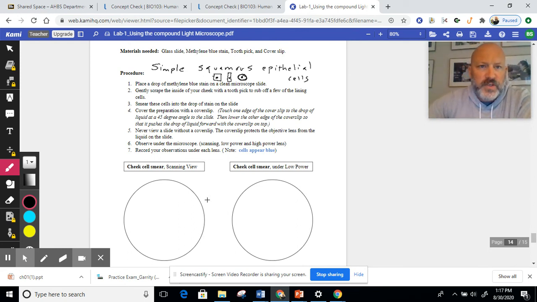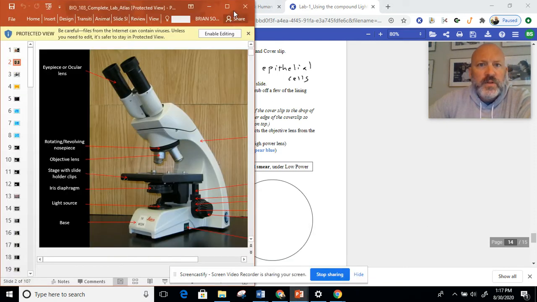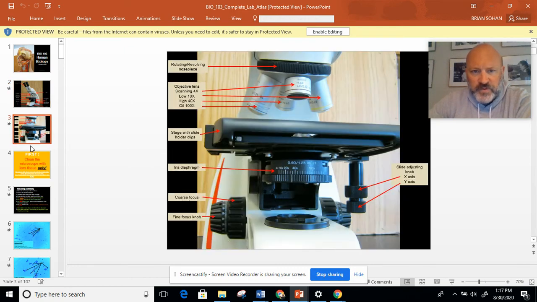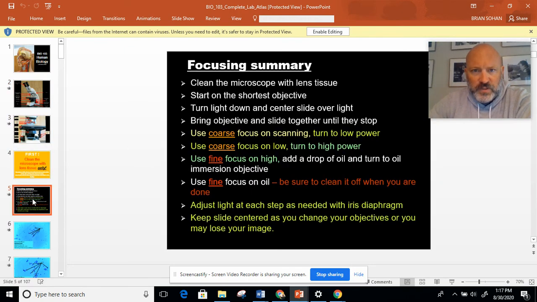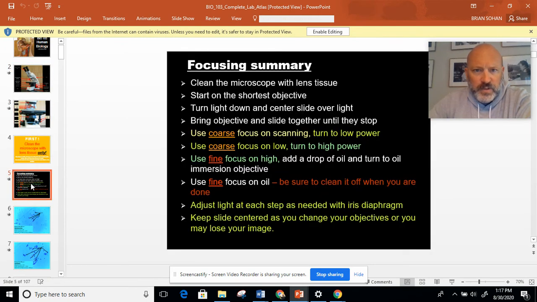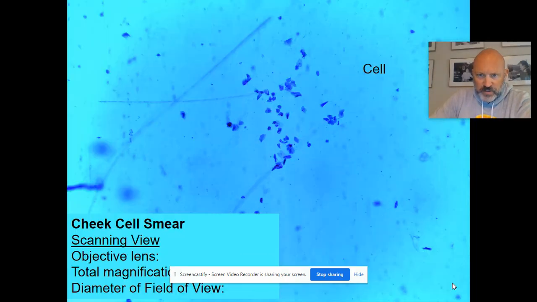And if we go to the lab atlas, do I have that open somewhere? I do. The lab atlas, remember, is an important tool that's provided to you. It's on Blackboard, and it's a good place to come and review all the different material. And this goes over the parts of the microscope, right? The steps on how to focus on something using the microscope. But this is what I want to really focus on here.